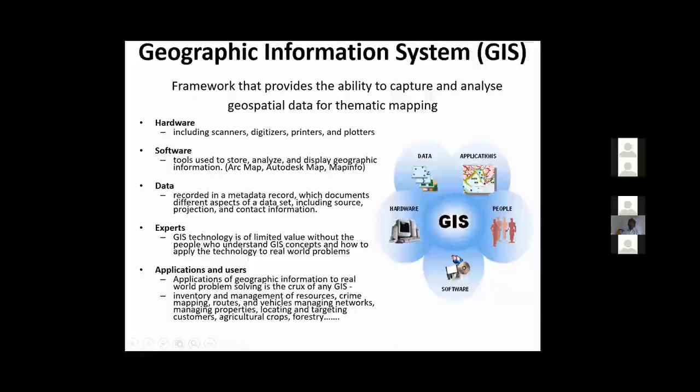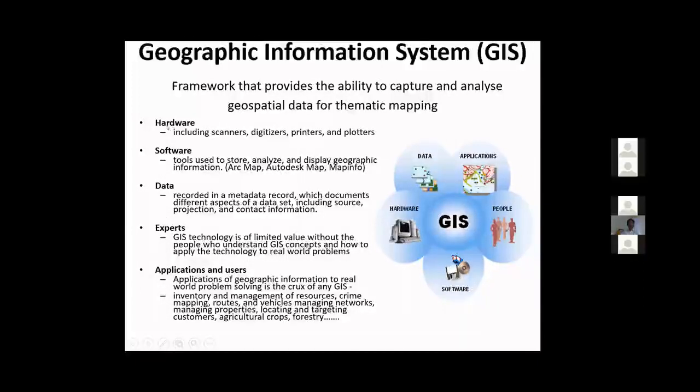Then the third group of applications is GIS. It is a framework or a system that provides the ability to capture and analyze the geospatial data for preparation of thematic maps to address the problems of the society. Because any system or a subsystem should address the problems of the society. If we have an earthquake, then the system of various elements of geoinformatics is to be considered carefully and used. So in the GIS, we have 5 components.